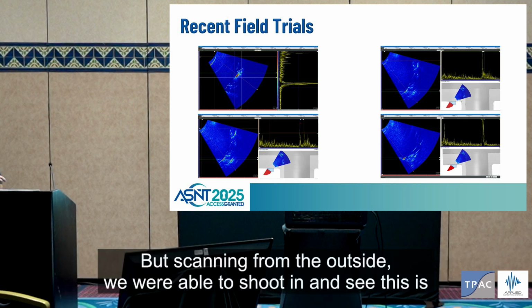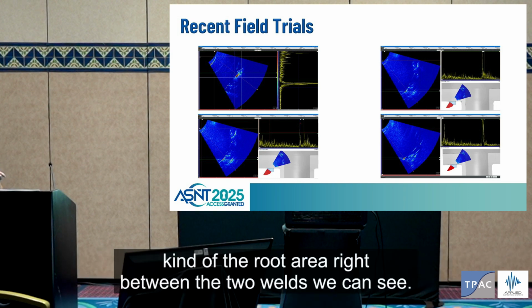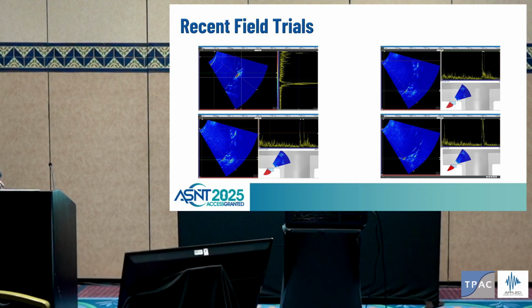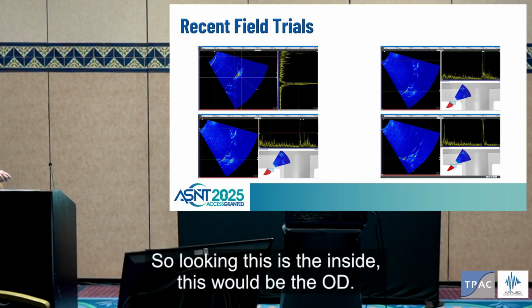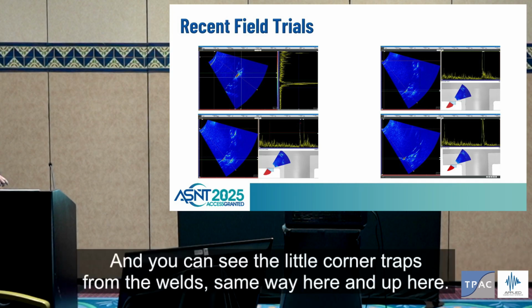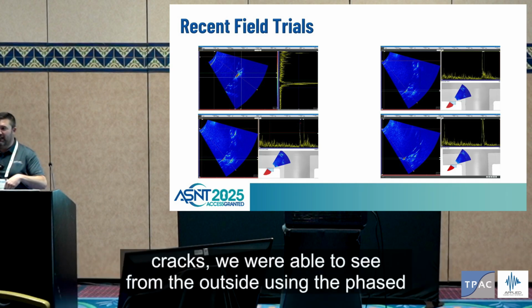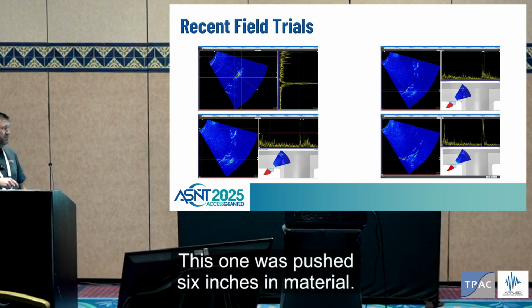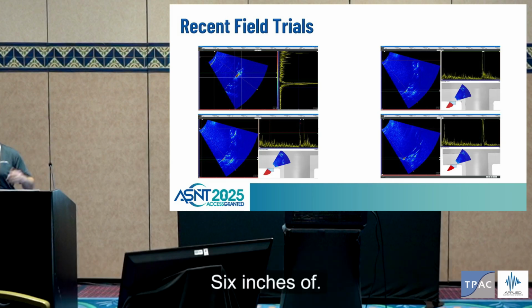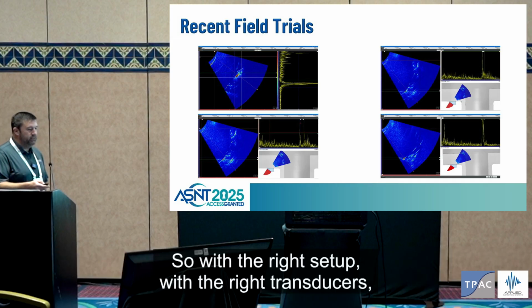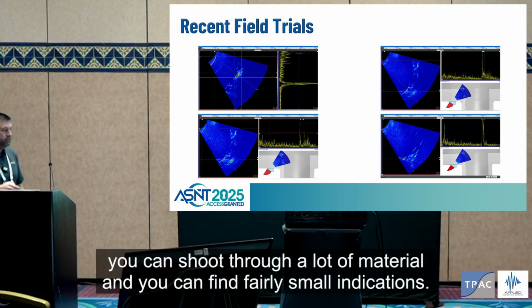But scanning from the outside, we were able to shoot in and see this is kind of the root area right between the two welds. Looking at this, this is the inside, this would be the OD. So we're shooting through the material, and you can see the little corner traps from the welds, same way here and up here. So we were able to confirm the nozzles that had cracks, from the outside using the phased array technology through about 6 inches of material, this one was pushing 6 inches of steel, just your basic grade 22 steel. So with the right setup, with the right transducers, you can shoot through a lot of material and you can find fairly small indications.